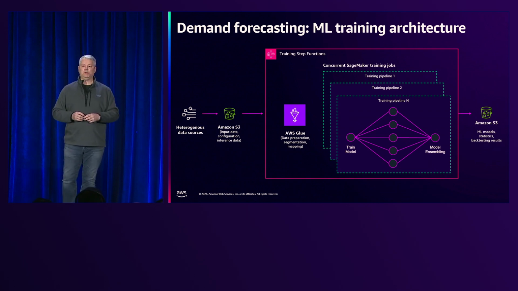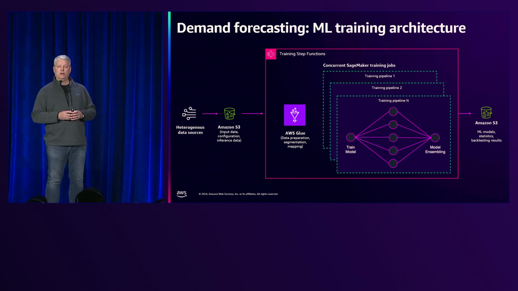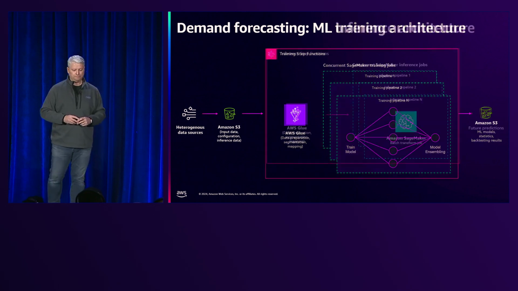Each of those training jobs produces artifacts on S3, including the models, statistics, some backtesting results, which I'll cover in a moment, and the explainability report that we looked at.